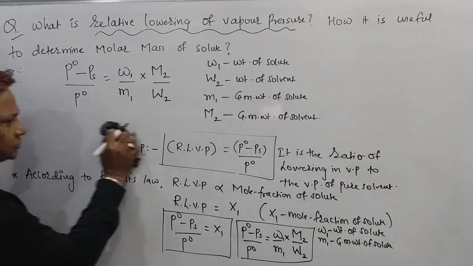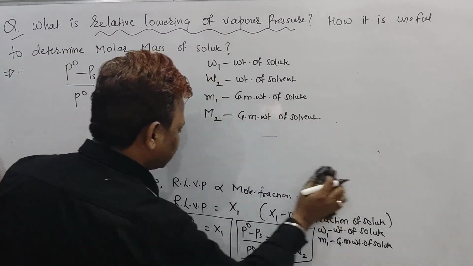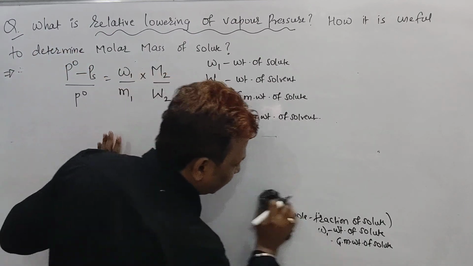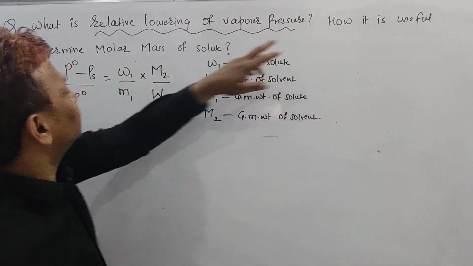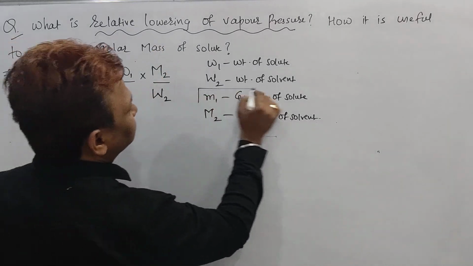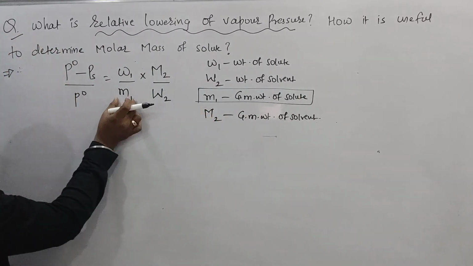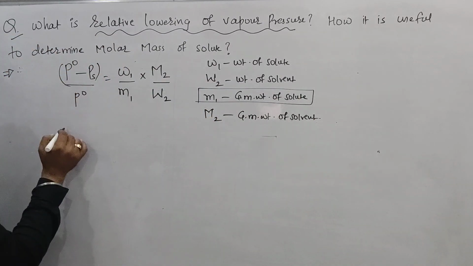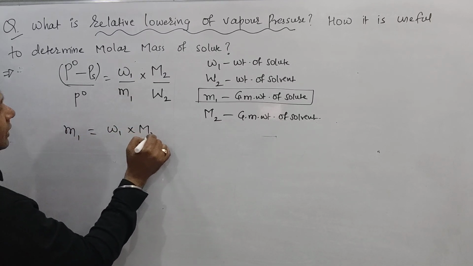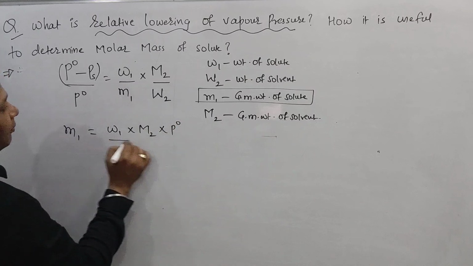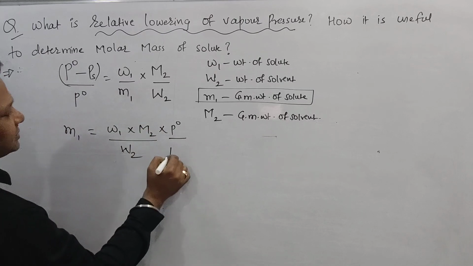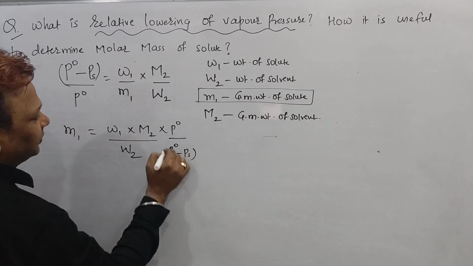Did you see, beta, in the question what they are asking us? They are asking how it is useful to determine the molar mass of the solute. This is called the molar mass of solute. You want to find out M1. So take M1 on this side: M1 equals W1 into capital M2 into P naught by W2, and P naught minus PS comes down.